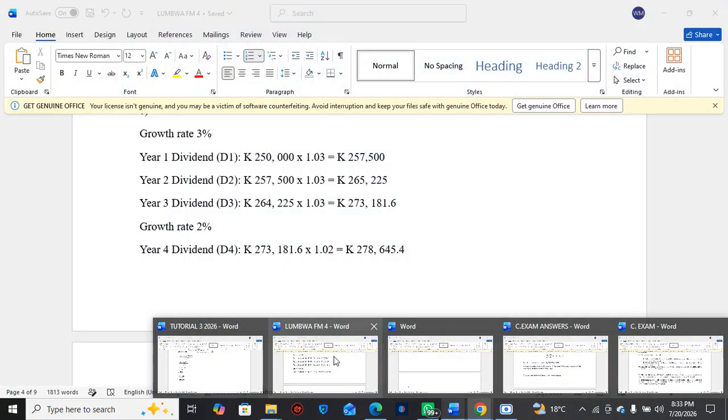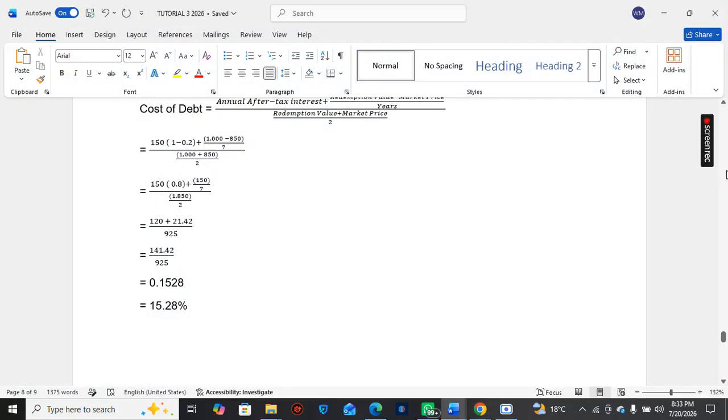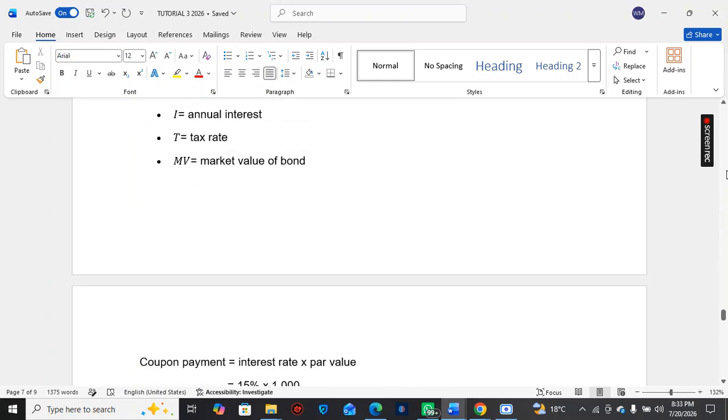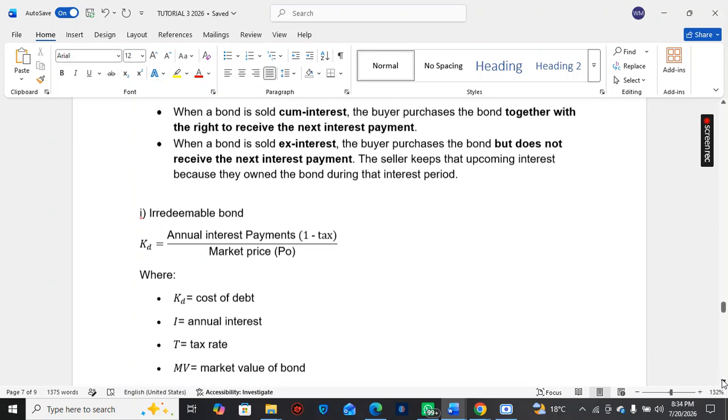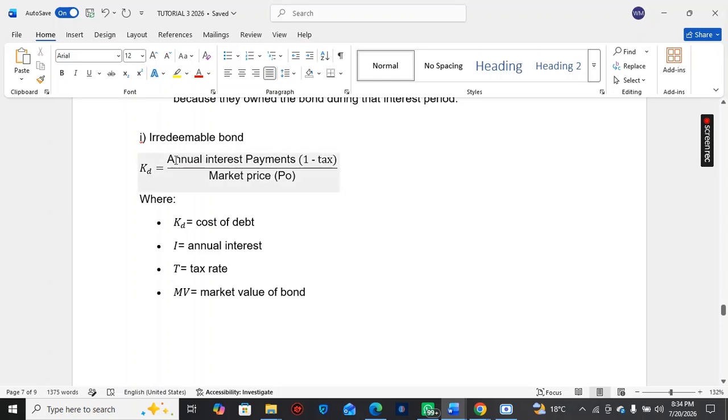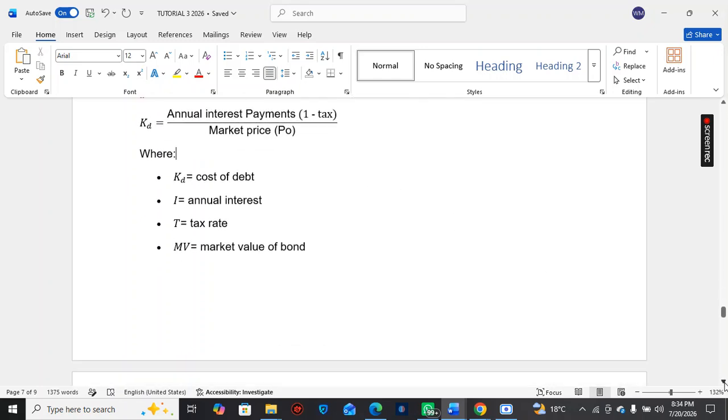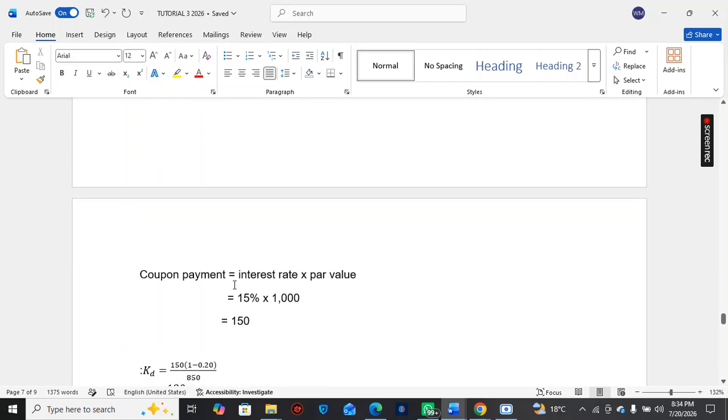So remember, for irredeemable debt, the formula is very easy. It's this one: annual interest payments, times one minus the tax rate, over the market price. How do you get the annual interest payment? It's the interest rate multiplied by the par value.